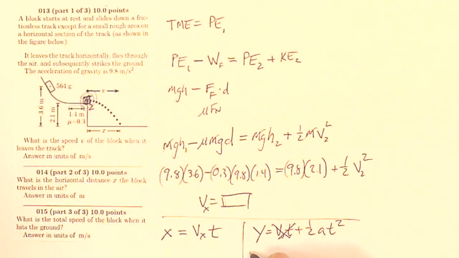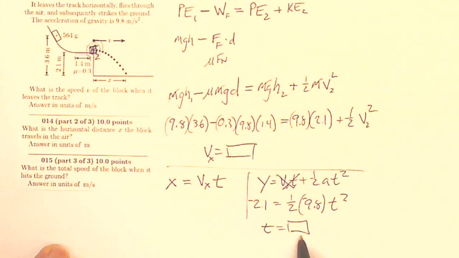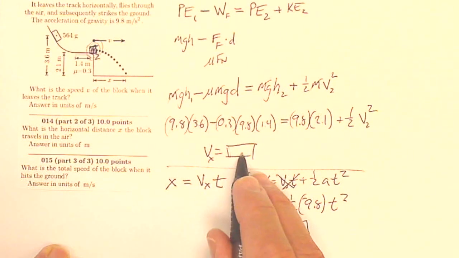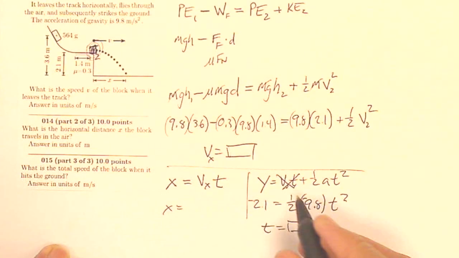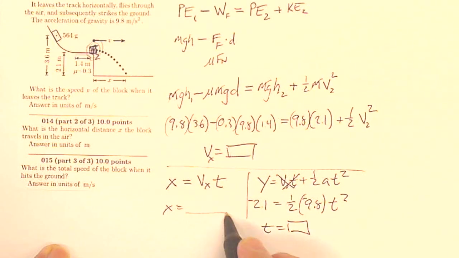So my height of 2.1 meters is going to be 1/2 of my acceleration, which is 9.8, times t squared. Now really this should be negative and this should be negative because it's falling down, but those negatives cancel out. So twice that divided by 9.8, square root it, and I'll get myself a time. Use that time and this velocity from up here to get my distance. So my distance is going to be this velocity times this time. That will give me how far I go.